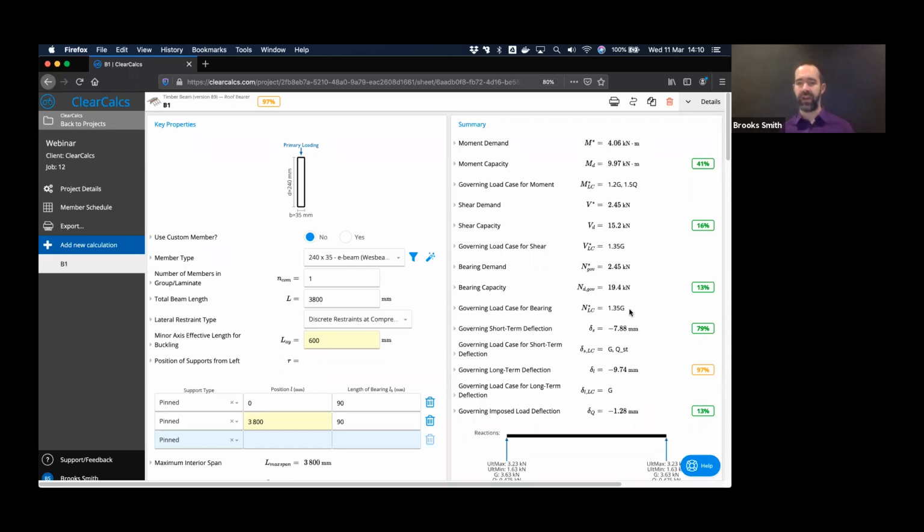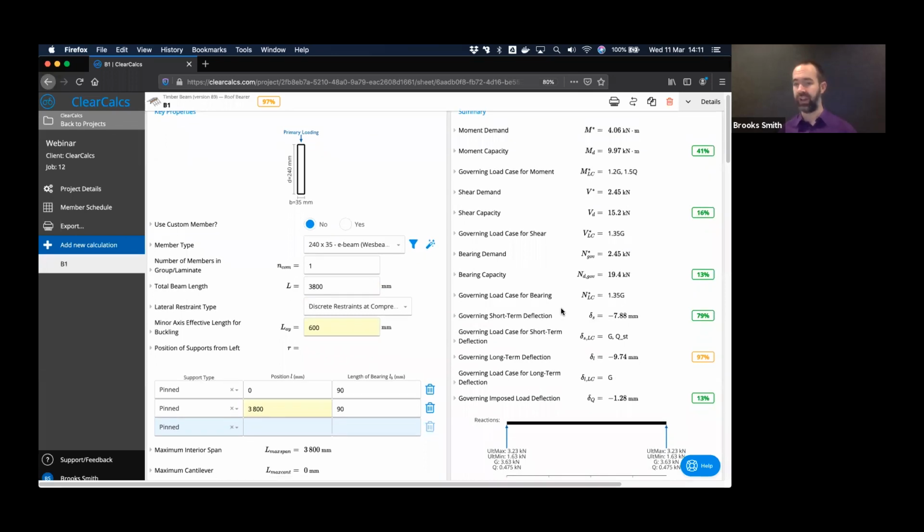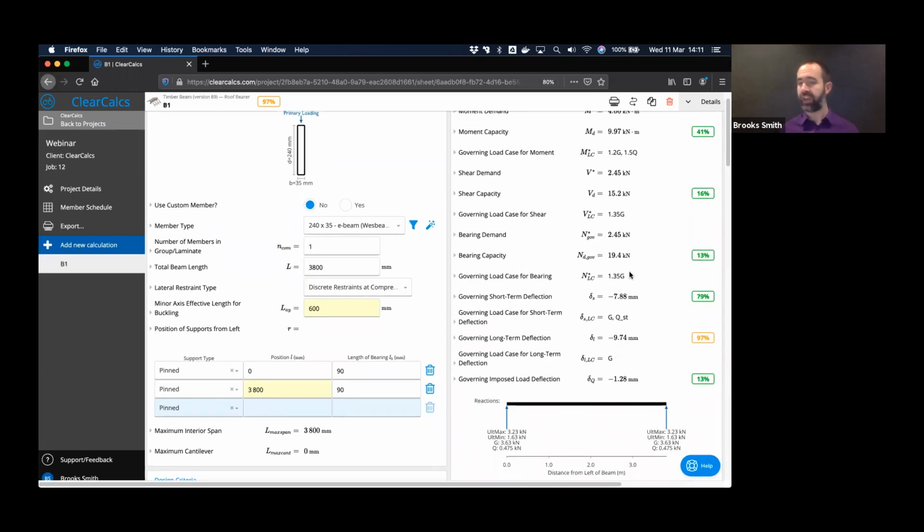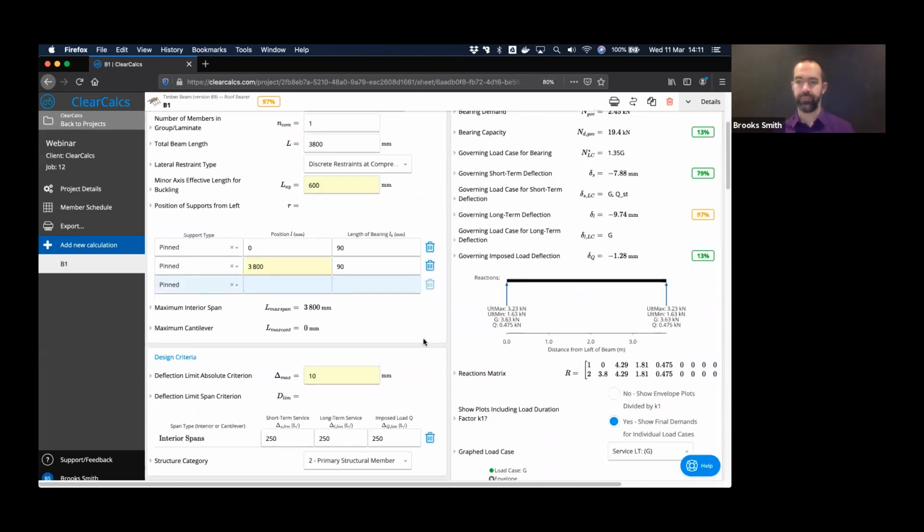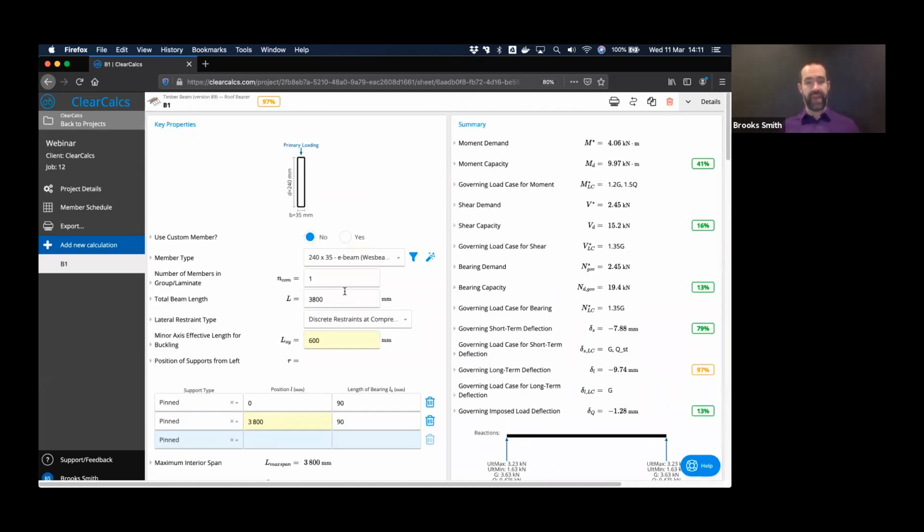Well, you'll notice here that bearing and shear are actually governed by 1.35G. So this is actually an example of a case where we have a relatively high dead load. So because of that K1 factor, we are governed by the 1.35G load case rather than the typical 1.2, 1.5, even though that's higher. So we're taking that into account. You do need to be careful of that, as we discussed, when you are doing your own calculations. So that is our design for our simply supported beam.